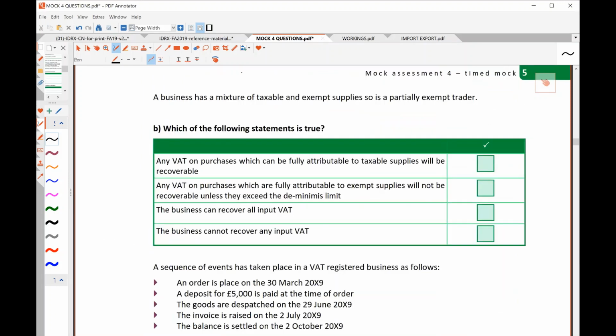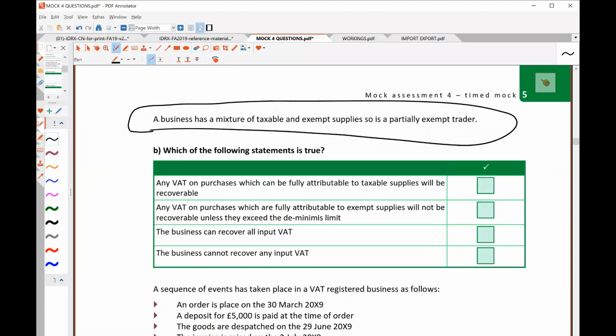So it says here, a business has a mixture of taxable and exempt supplies, so it's a partially exempt trader.